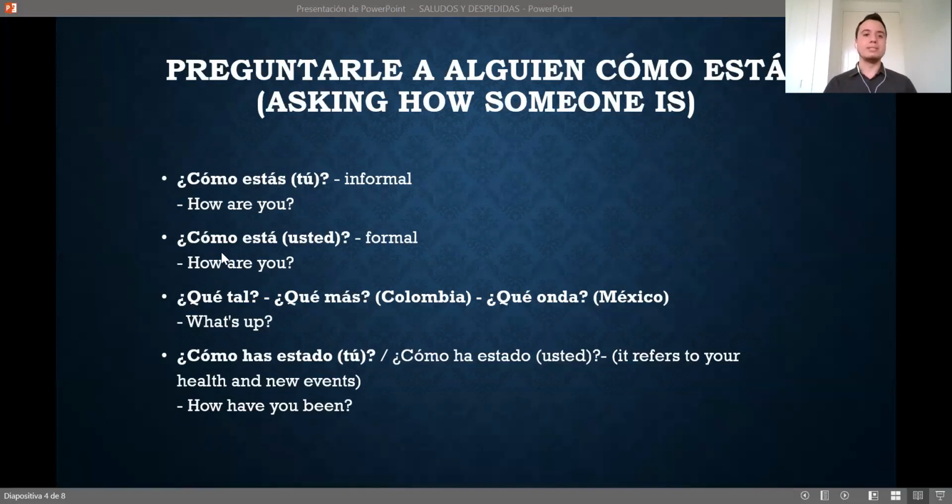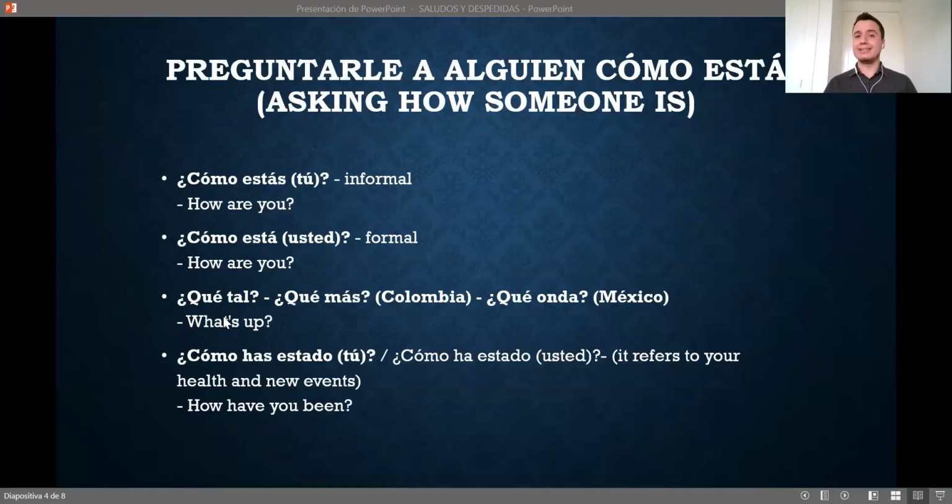Then we have ¿Cómo está usted? Which is very similar to the previous one, but the difference is in the conjugation of the verb. Look at that, this one doesn't have an S. And also the pronoun we use, which is usted. Usted is to refer to a more formal context, all right? But the translation into English is the same. How are you?